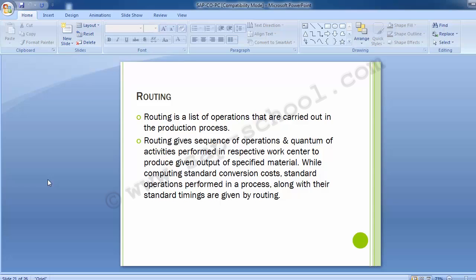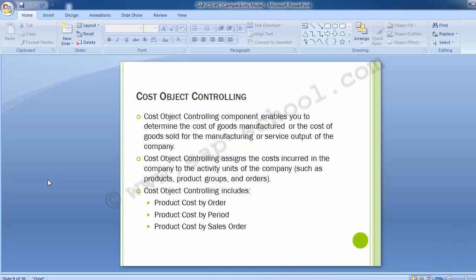So this is what I tried to make you understand with a practical scenario: how these different material masters or different master data are used in product costing so as to calculate the cost of producing a cookie. Now moving back to the second component of product costing, that is cost object controlling.